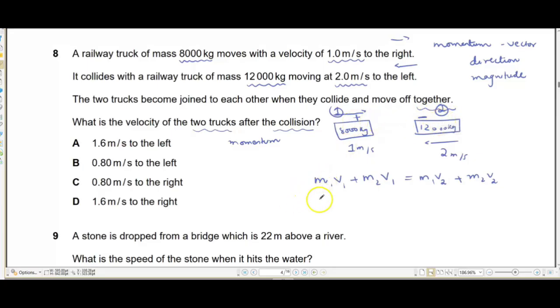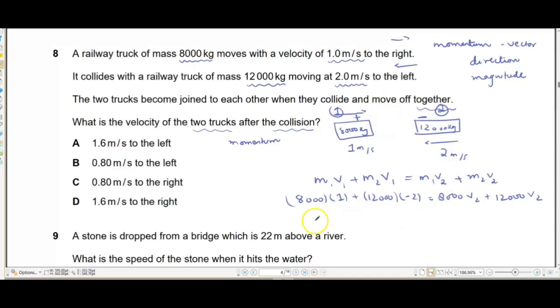So we are now going to write in the values. The first truck has a mass of 8,000 kgs and a velocity of 1 meter per second, and the other truck has a mass of 12,000 kgs and a velocity of -2. Then on the other side, the mass of the first truck is 8,000 and the velocity we don't know, and the mass of the other truck is 12,000, and the velocity we have to find. They've told us that when they collide, they move off together, so the velocity for both trucks is going to be the same since they are joined to one another.